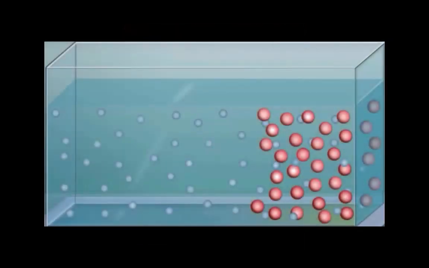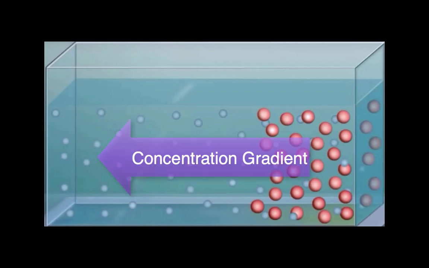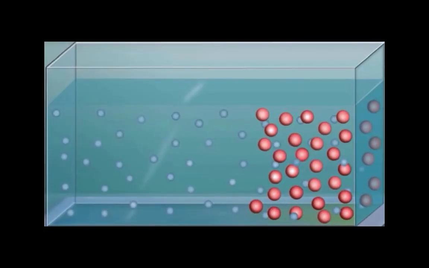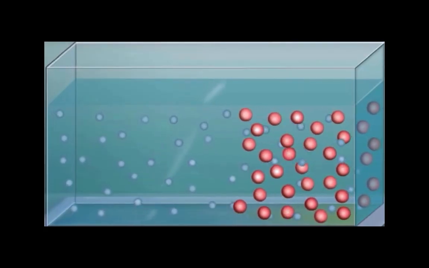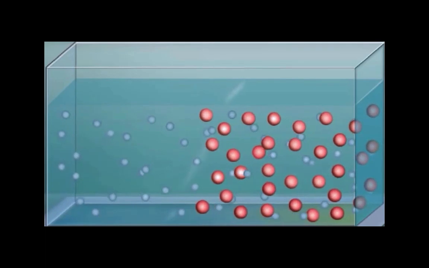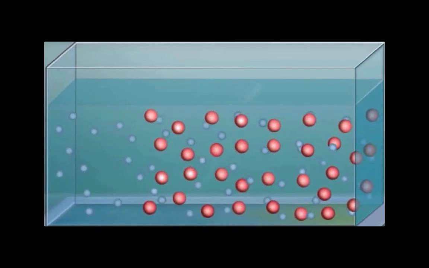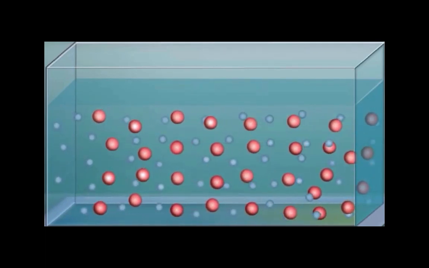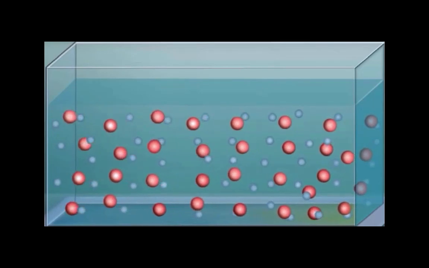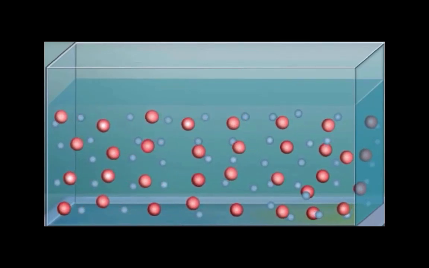If you have an area of high concentration and an area of low concentration of solute, you are said to have a concentration gradient. In this case, you have a concentration gradient of red molecules on the right moving to the left. For diffusion to occur, all that is required is a concentration gradient and kinetic molecular energy, and the result will be a net movement of particles from an area of high concentration to an area of low concentration. Diffusion does not require any extra energy input. No ATP is required, so it's described as a passive process.